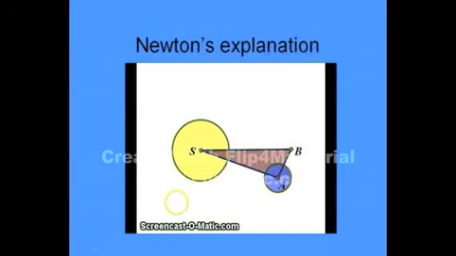described by using the idea of gravitational pull. In other words, we have here a planet at point A, and if there was no sun, the planet would move towards point B at a certain speed.